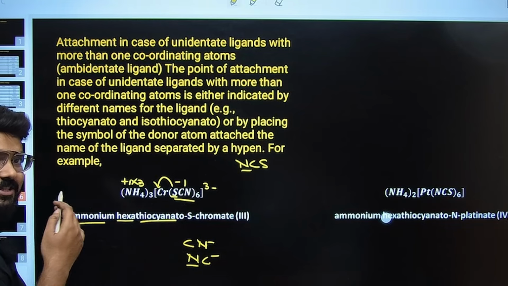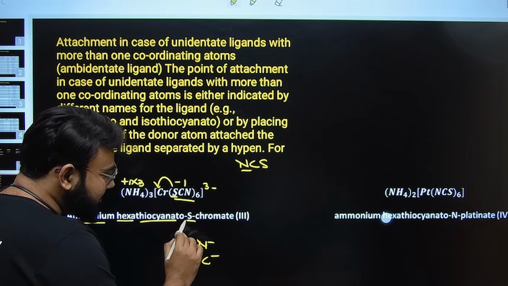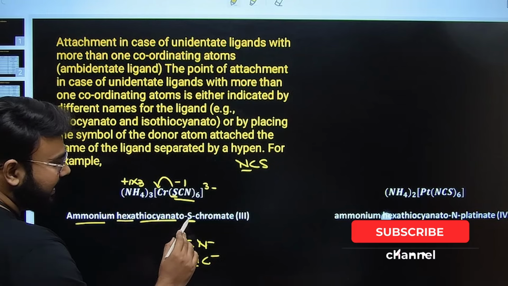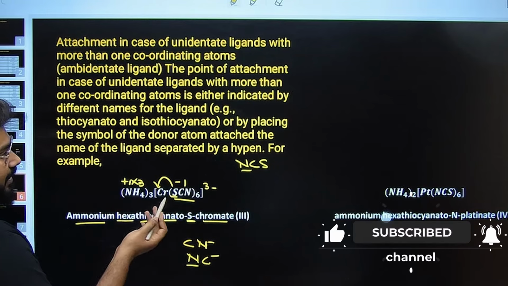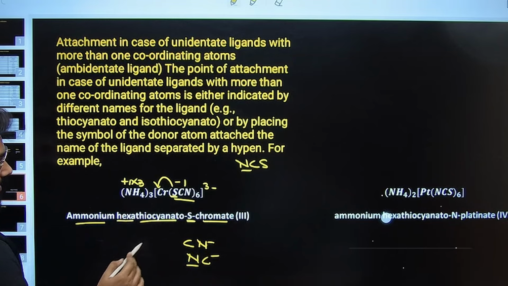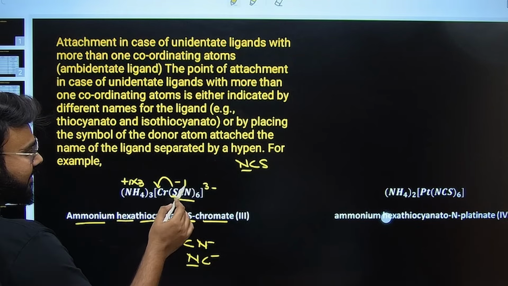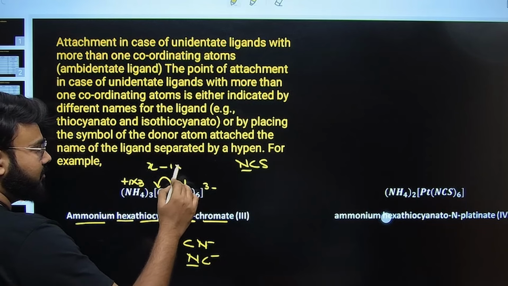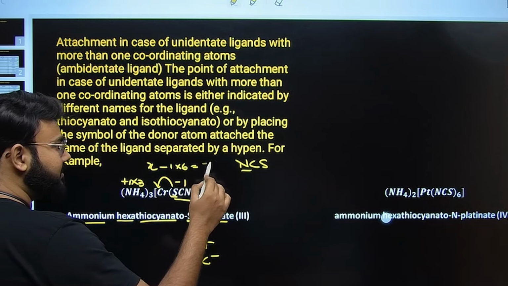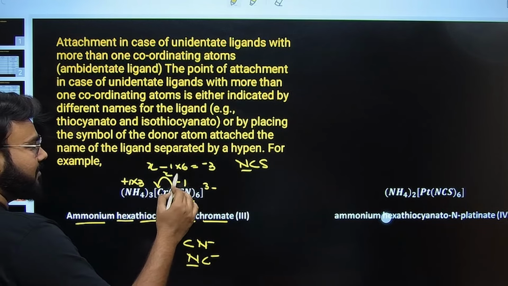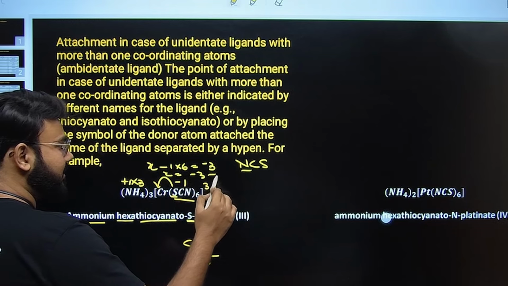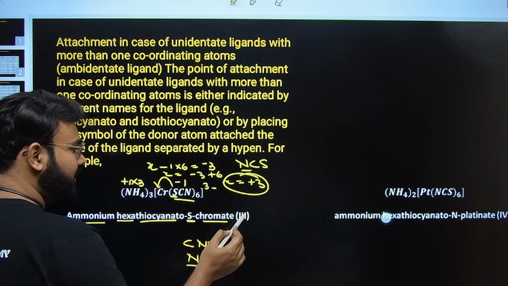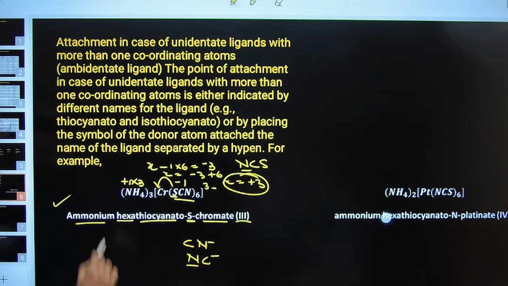Now, because it's an ambidentate ligand, you have to represent the donor center before writing the metal name. Sulfur is donating, so S. Then chromate, and we have already calculated the oxidation number. If the sphere charge is -3 and each ligand is -1 into 6, how will the calculation be? X minus 1 into 6 is equal to -3. So x will be -3 plus 6. So x comes as +3. So we have got the oxidation number. So this is the answer.